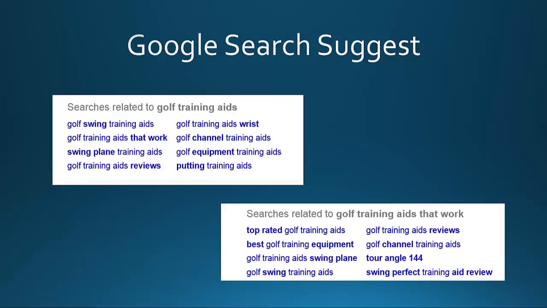Also, at the very bottom of Google, it's typically found after you pull out the search, like I did this phrase golf training aids, and look what happens here. Golf swing training aids, golf training aids that work. These are all additional keywords that Google suggests that I look for. These are searches related to golf training aids. When I click on golf training aids that work, which is one of the keywords, the second one down there, notice what else pops up: a whole additional list of keywords.